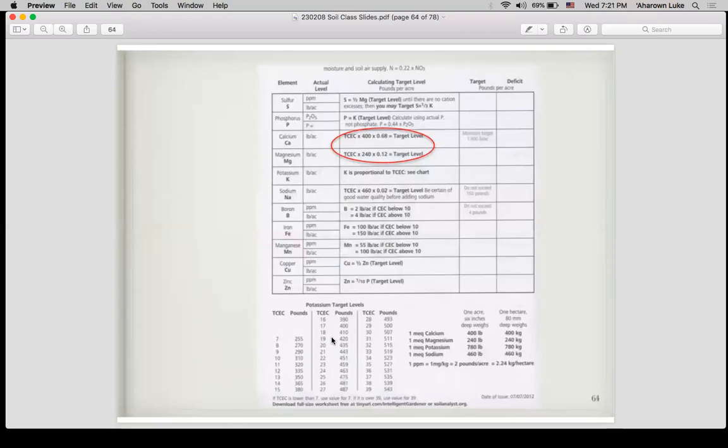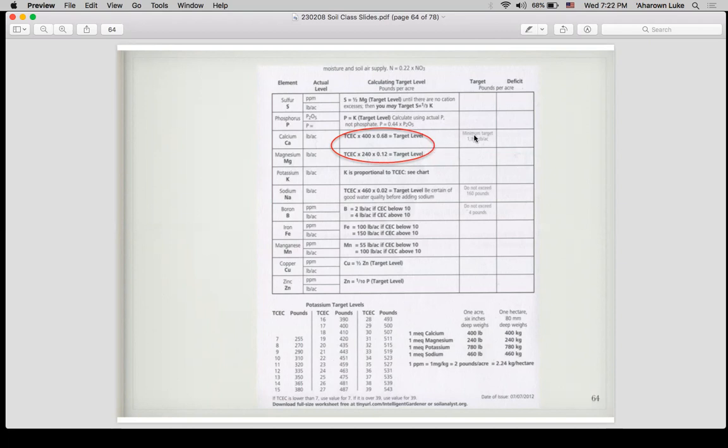All right, so once you've entered in all the stuff from the lab, you're going to have actual levels here. And now Steve Solomon is going to walk you through how you determine your target levels, which are based on all these equations. So, here on the calcium, you have your TCEC or CEC, and you have 400, which is related to, I think, the chemistry of calcium. And then you have your 68% target level from Albrecht. And then magnesium, you have how much your soil can take, and you have this kind of chemistry equating value, and then you have the 12%.